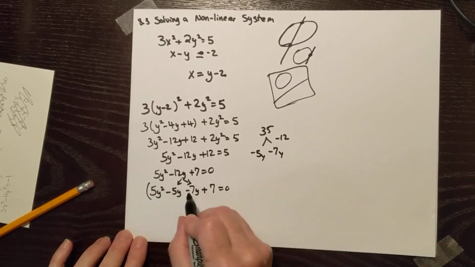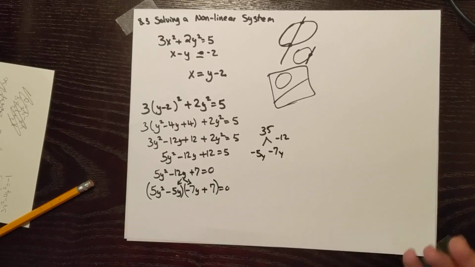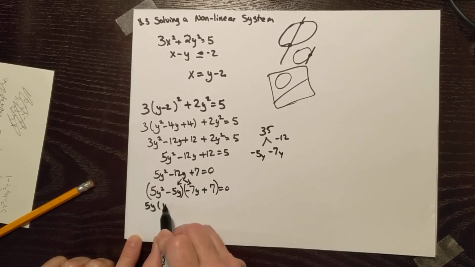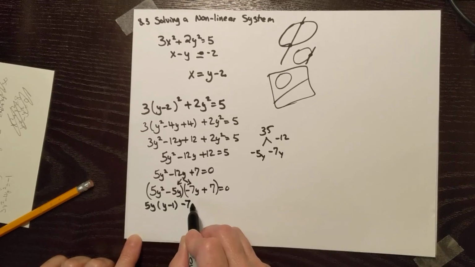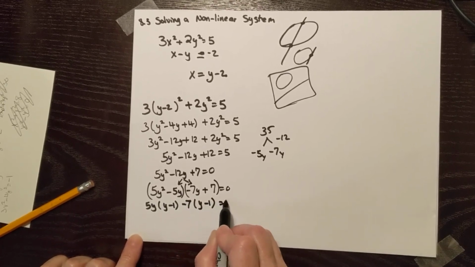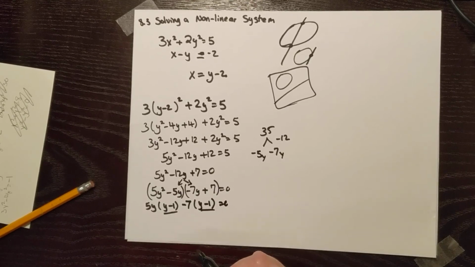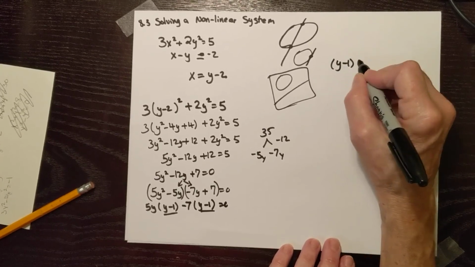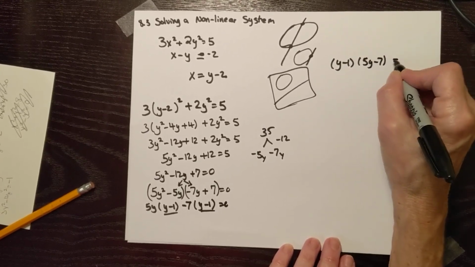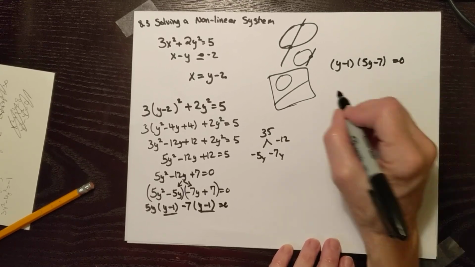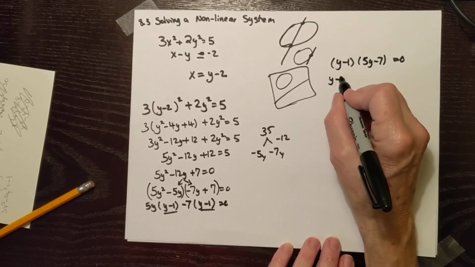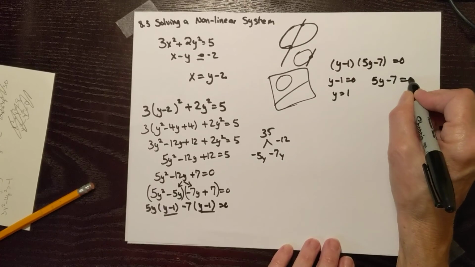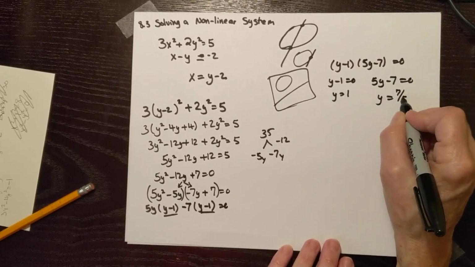Once I see four terms, I just group the first two and the second two and factor out the greatest common factor from each grouping. I can pull out 5y, leaving me with y minus 1. I can pull out a negative 7, leaving me with y minus 1. These match, not coincidentally, but because I chose the right numbers. I'll finish my factorization up here. y minus 1 times 5y minus 7 is 0. Set each factor equal to 0 and solve. So when I set y minus 1 equal to 0, I get y is 1. When I set 5y minus 7 equal to 0 and solve, I get y is 7 over 5.